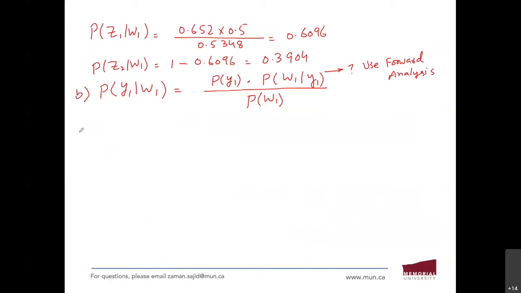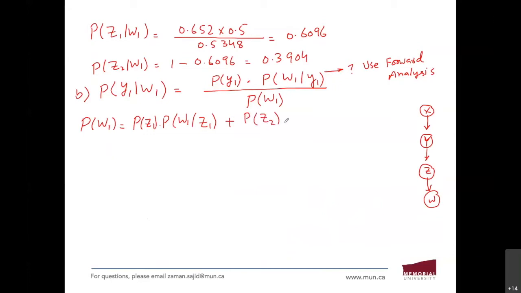Now using the law of total probability, first I need to write down P of W1. That should be equal to, now if I take, let's draw it here. So this was the same network as I drew last time. This is your Z and this is your W. Because I'm concerned with finding the P of W1, it should be based on your Z. So that will be the states of Z times the conditional probability of W1 given that Z1, plus the probability of Z2 times your probability of W1 given that Z2.